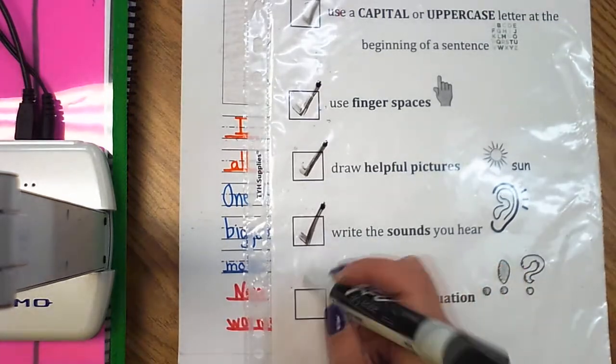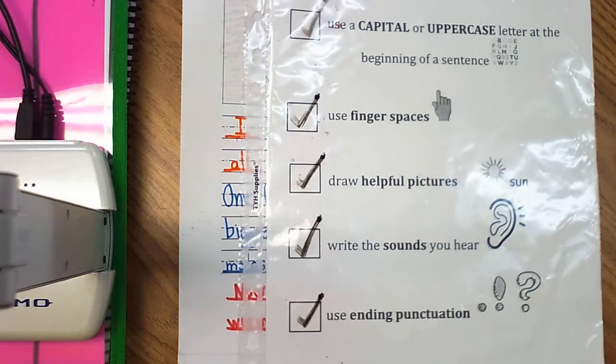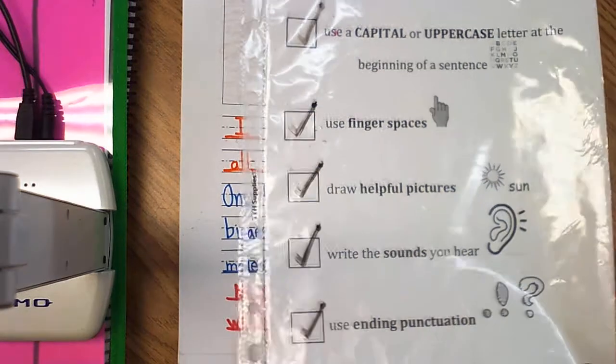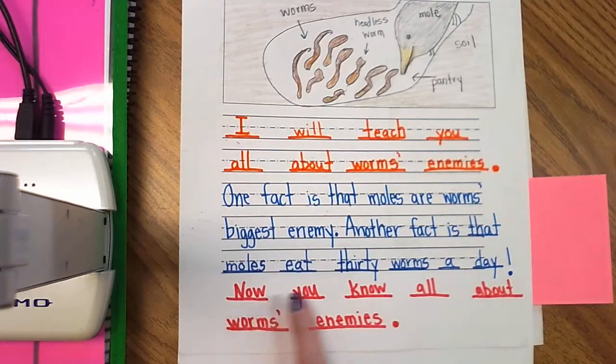Yes. If you can make all these checks in these boxes, then your writing is easy to read and you are good to go and you can start writing yourself another informative paragraph if you got some time. So go ahead, friends, and write your closing sentence and then check your work.